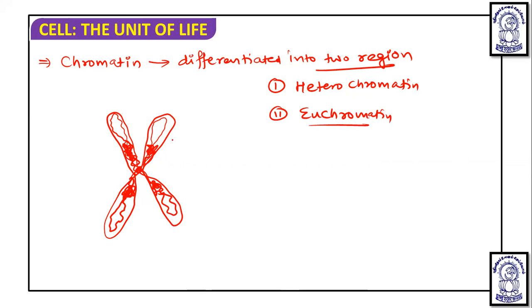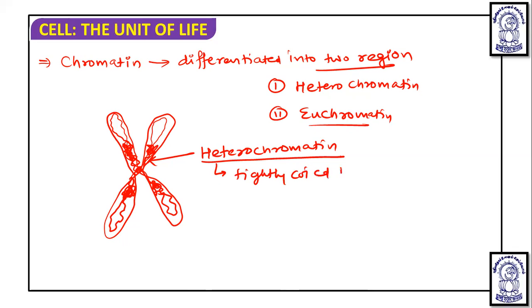Okay, so this tightly coiled region is known as heterochromatin. And this heterochromatin is tightly packed DNA, or tightly coiled DNA, found in this heterochromatin.